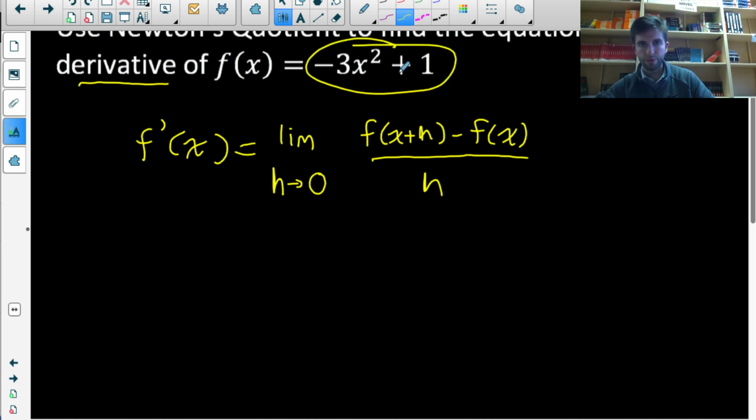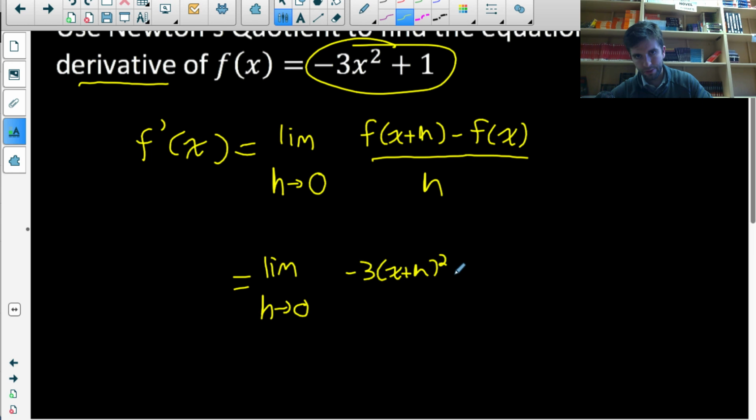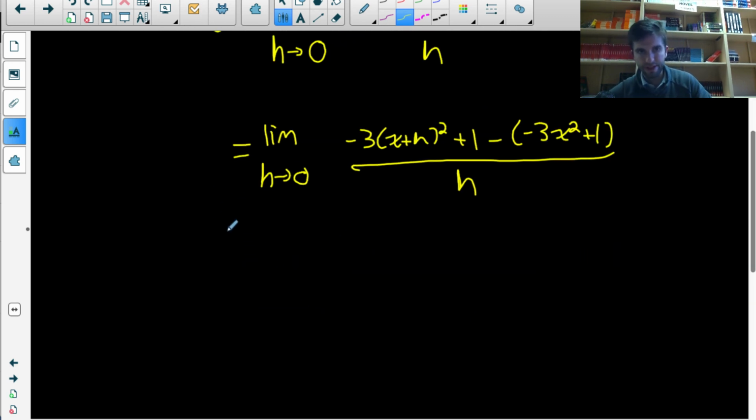Okay, so let's use the Newton quotient for this negative 3x squared plus 1 function. So this equals the limit as h goes to 0 of f at x plus h. So replace that x with x plus h, so negative 3(x plus h) squared plus 1. And then I have to subtract the f at x function. So subtract negative 3x squared plus 1. And that is all over our change in x, which we represent with h. And we want that change in x to approach 0. We can't let it be 0 because then we'd have 0 over 0. So limit as h goes to 0.